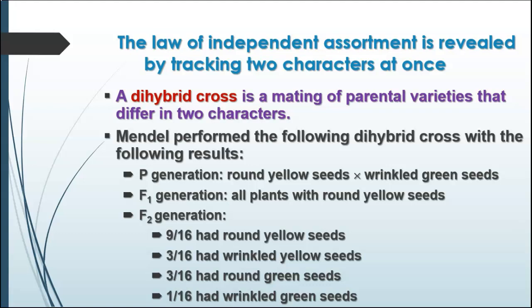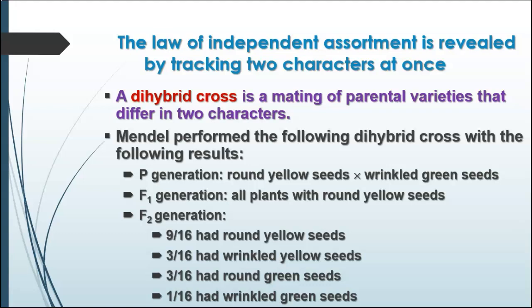And so here's what Mendel did when he was figuring this out. Okay, he had a parent generation that he crossed true breeding plants that had round yellow seeds with true breeding parents that had wrinkled green seeds. When the F1 generation was produced and grew up into plants, they produced round yellow seeds. That's how he knew that round was dominant, and yellow was dominant too.